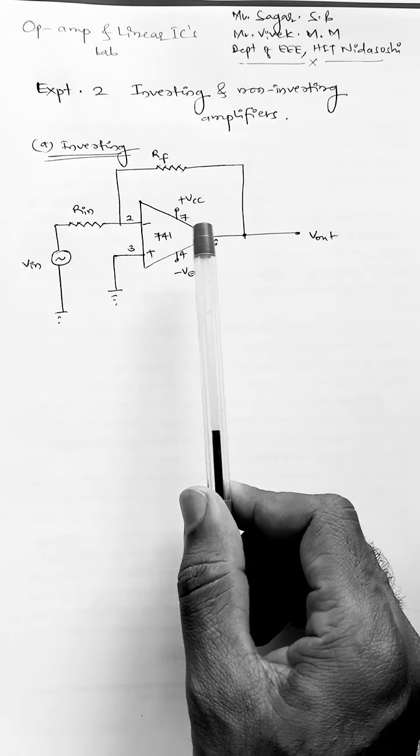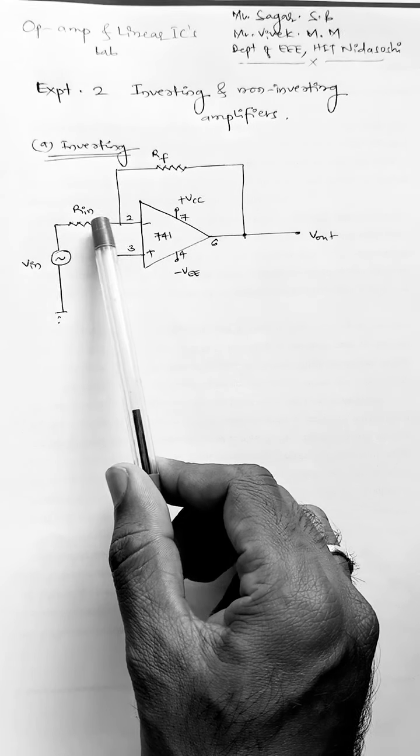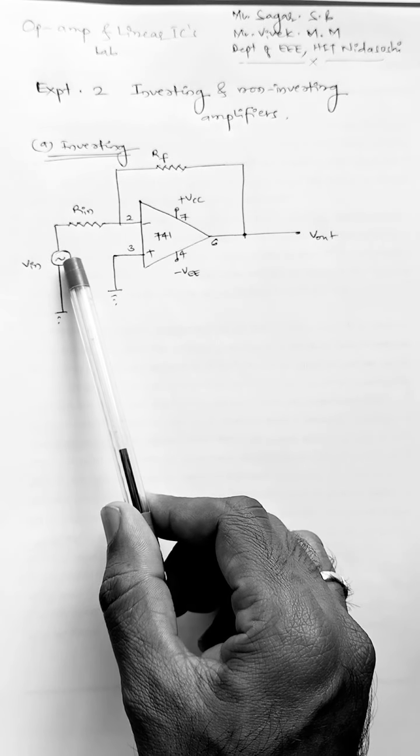Today we will be discussing inverting and non-inverting mode operation of an operational amplifier. You can see in the figure that pin number 2, that is the inverting input terminal, is connected to the input through the resistance Rin, whereas pin number 3, that is the non-inverting input terminal, is grounded. At pin number 6 and pin number 2, one resistance is connected. We call it feedback resistance RF.